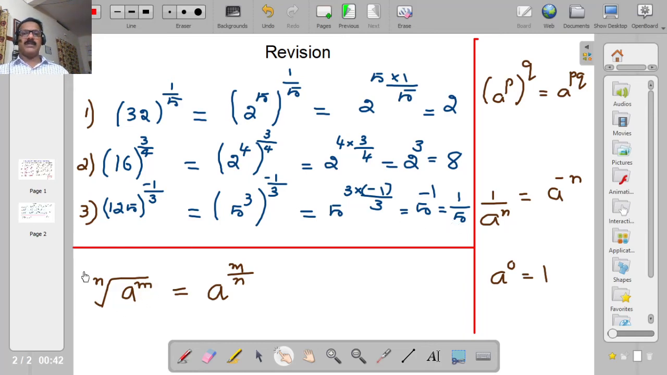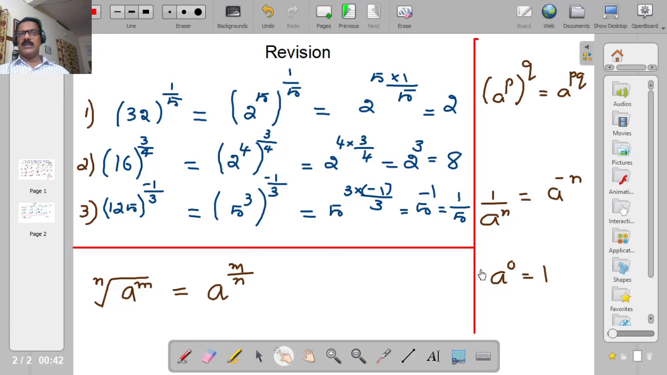Please remember this result. This is a very important result. The nth root of a raised to m is equal to a raised to m upon n.